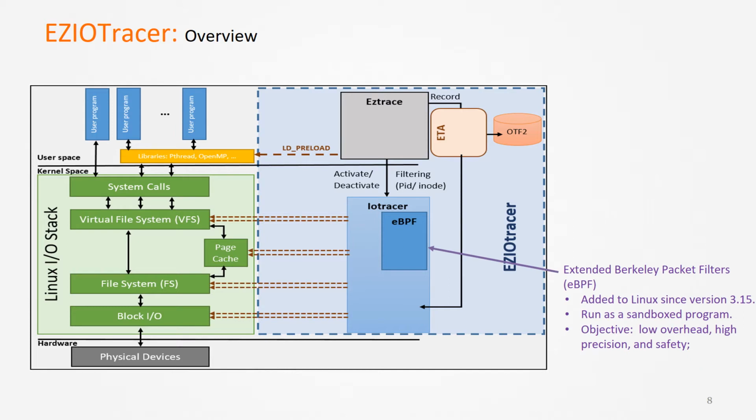eBPF, for Extended Berkeley Packet Filter, is a feature that was added to the Linux kernel since version 3.15. The big advantage of eBPF is its capacity to run sandboxed programs such as monitoring tools in the Linux kernel without changing the kernel source code, while assuring high precision, low overhead, and system safety.